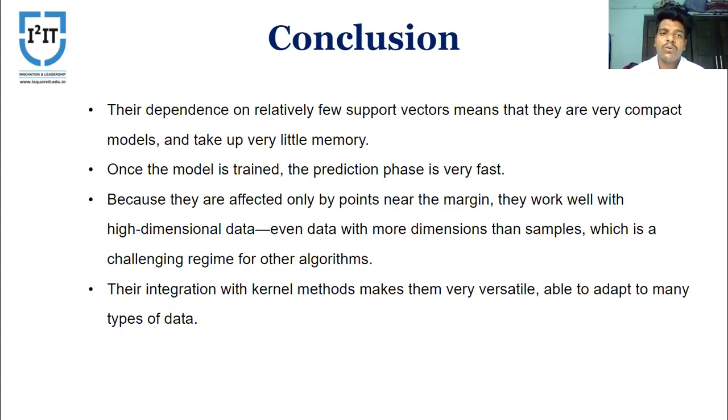Ending with the conclusion. Their dependence on relatively few support vectors means that they are very compact models and take up very little memory. Once the model is trained, the prediction phase is very fast because they are affected only by points near the margin. They work well with high dimensional data. Even if you give big data, it will have no issue with computation. Even data with more dimensions than samples, which is a challenging regime for other algorithms, is handled. The integration with kernel methods makes them very versatile, able to adapt to many types of data.